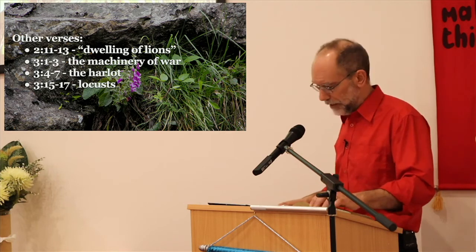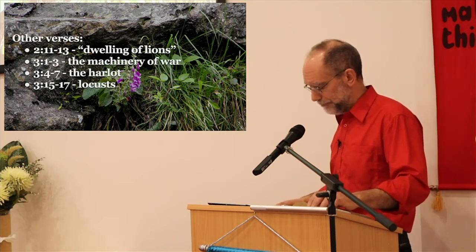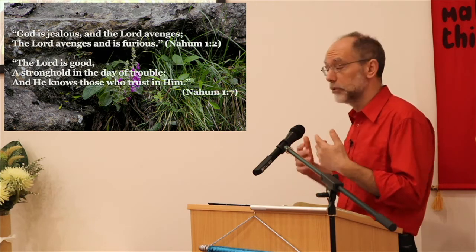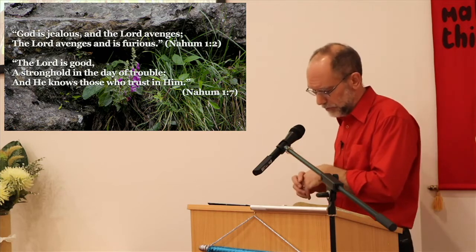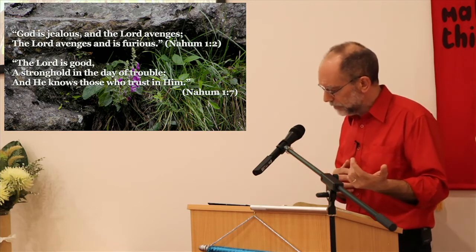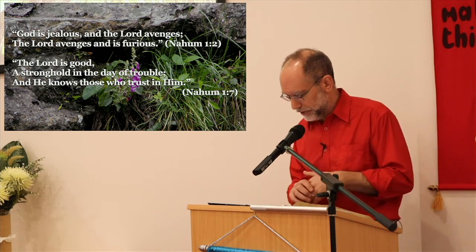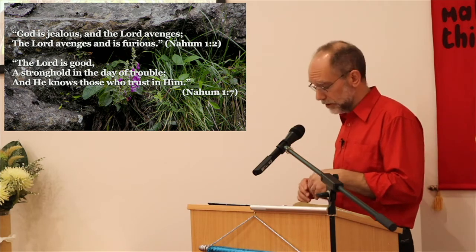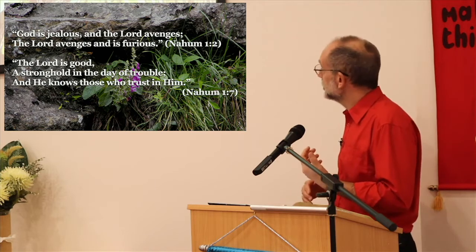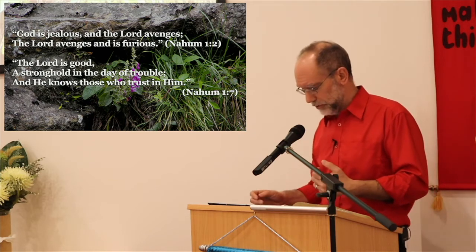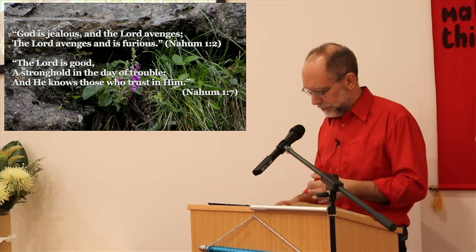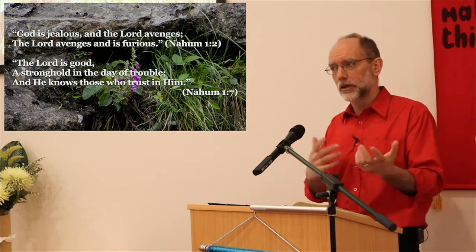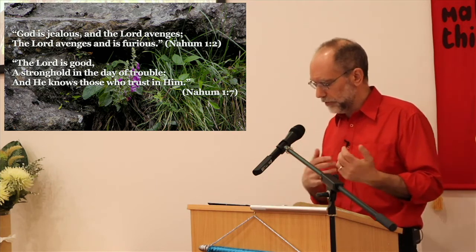I just wanted to dwell a little bit on this double-edged, almost contradictory view of the Lord that we read in chapter 1 that I shared with you this morning. So, verse 2, God is jealous and the Lord avenges. The Lord avenges and is furious. And then in verse 7, the Lord is good, a stronghold in the day of trouble, and he knows those who trust in him. We have this, I say, almost a contradictory view of the Lord here.